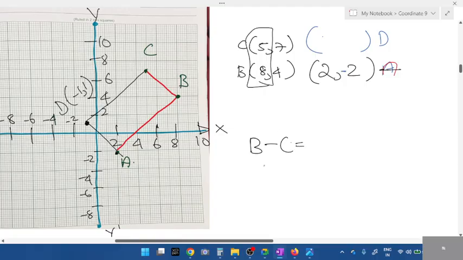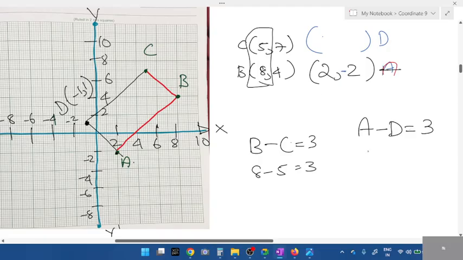B minus C, what are we getting? 8 minus 5 is equal to 3. In the same way, for B, in the same line, we have A. So what do you have to subtract? A minus D should be equal to 3 on the x-axis.